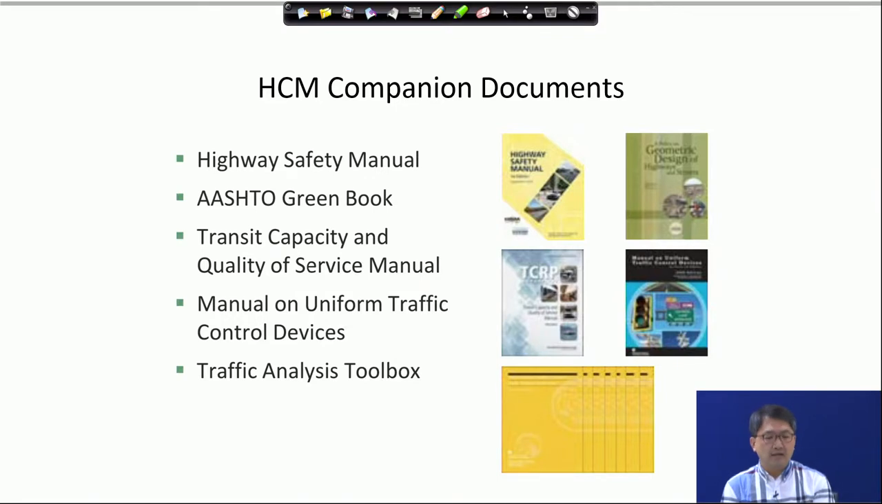There are other documents as well. The department had mentioned the importance of safety. So the Highway Safety Manual is something, if you have not seen it, that is a new way of dealing with safety. It uses something called the empirical Bayes approach. It overcomes a lot of challenges and issues in our practice.